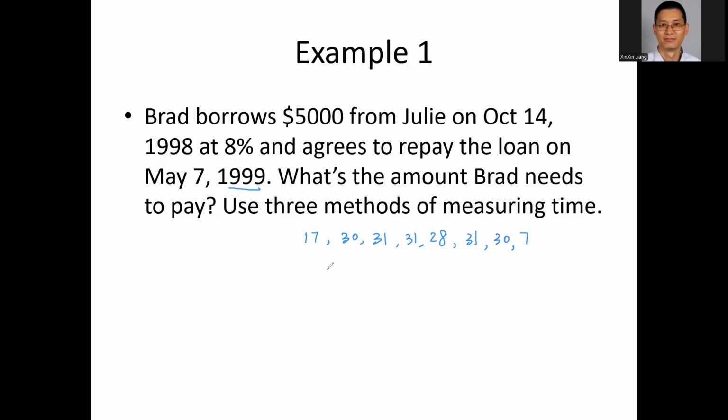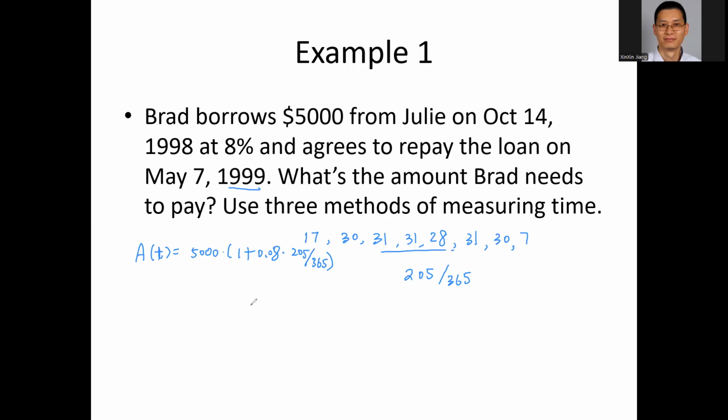Okay, so you add them up. That's 205. And actual, no leap years, 365. So the amount, we're looking for amount. A of T equals A zero, $5,000 times 1 plus R, 0.08 times 205 over 365. Okay, so that's the first one.